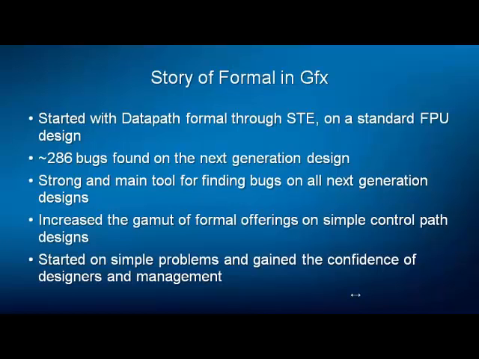So we increased the gamut of the formal offerings. We started with simple control path designs, and again, a story to tell you how we started on those. We used to go to these people and say, you know what, we have certain model checking tools which can catch some bugs. Then they'd say, okay, first at least catch this bug which has been caught by the development. So we used to take the buggy model and reproduce the bug for them and then show them how their fixes were complete or incomplete. That's when we started gathering a lot more confidence from the designers.